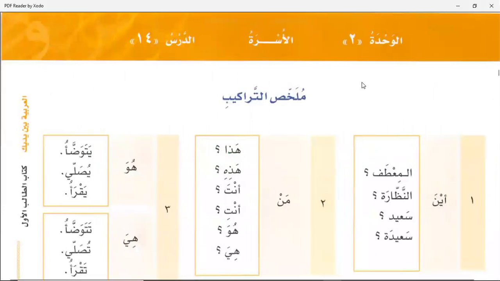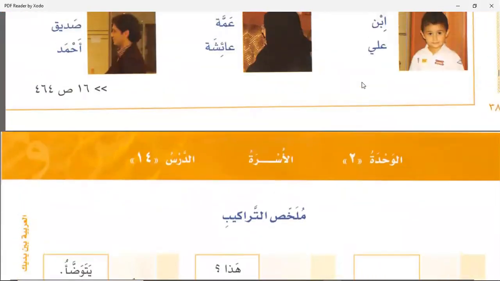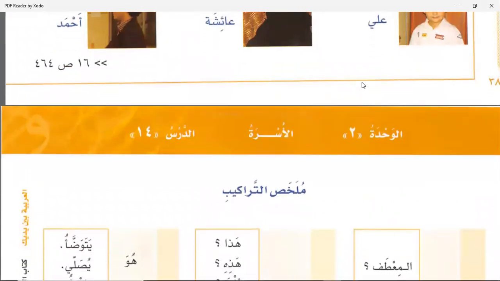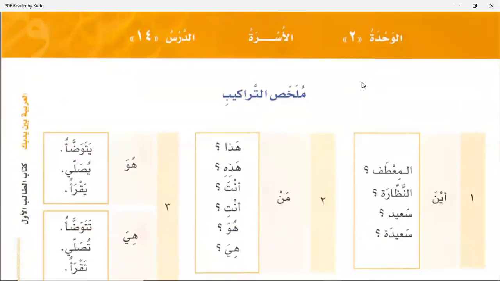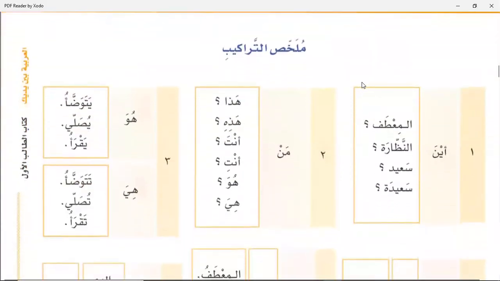Now we start Al-Wahdatu Saniya, Al-Usra, the family, Ad-Darsu Rabi'a Sharaf, 14th lesson. Mulakhasu Tarakib, summary of the structures. So here we have the summary of the sentences that we have read. So I need ladies, raise your hand.